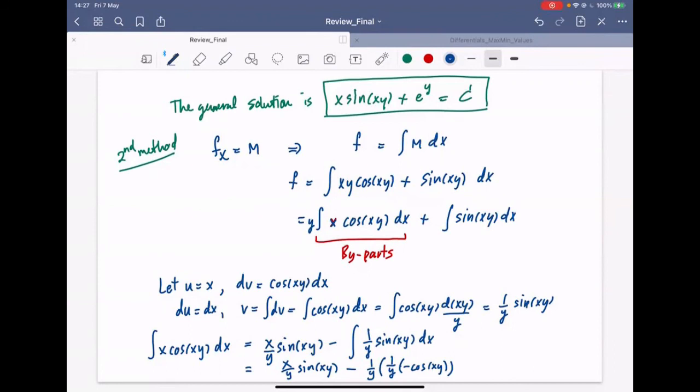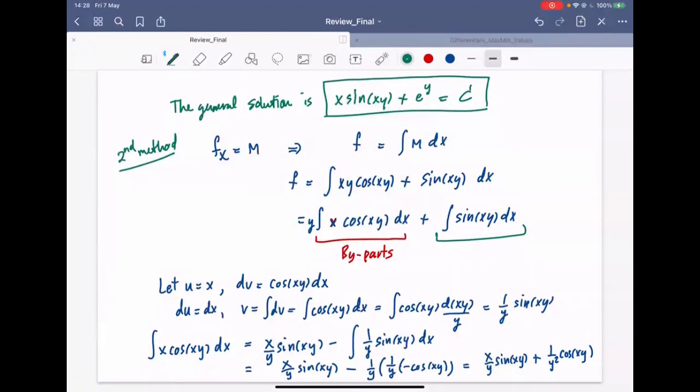Okay, simplify it: x over y sine xy, and then plus 1 over y squared cosine xy. Yes, it looks terrible. It's terrible. And then after that, we have to integrate cosine xy here, dx, which is actually, one second, why don't we just group it, oh yeah, I did that already, fine.